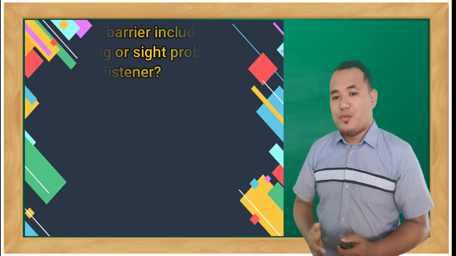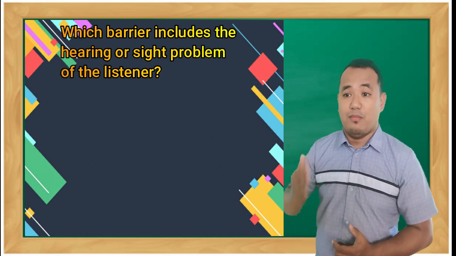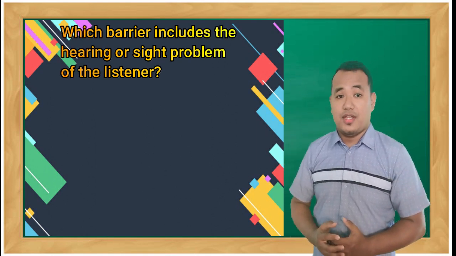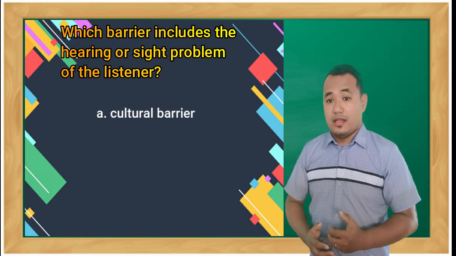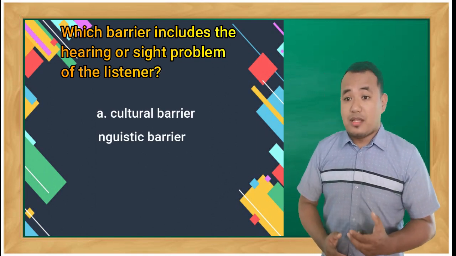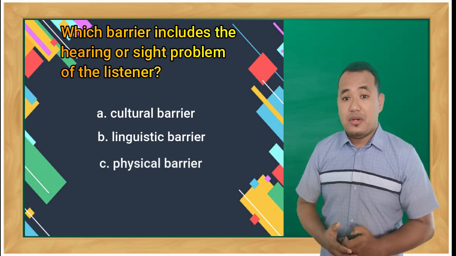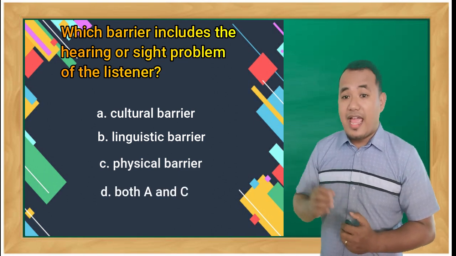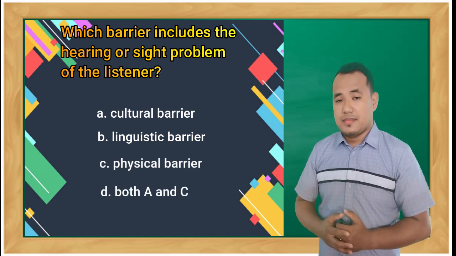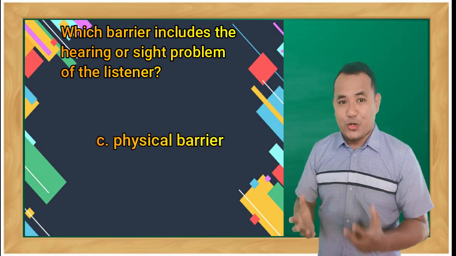Number two, which barrier includes the hearing and the sight problem of the listener? Is it A, the cultural barrier, letter B, linguistic barrier, letter C, physical barrier, or letter D, both A and C? If you answered letter C, you're correct.